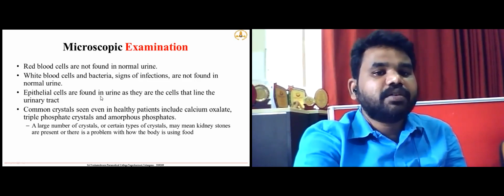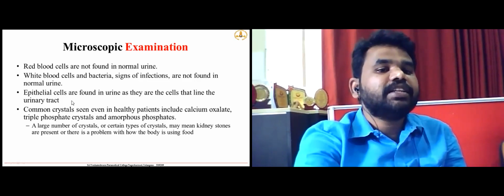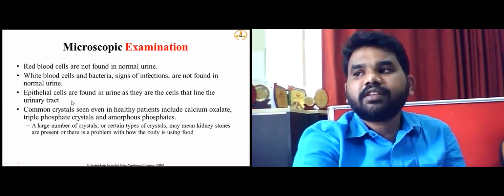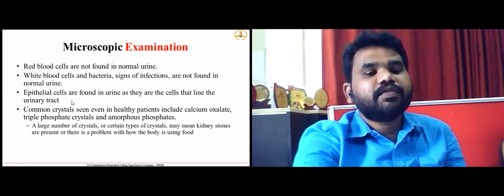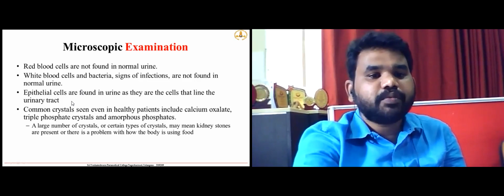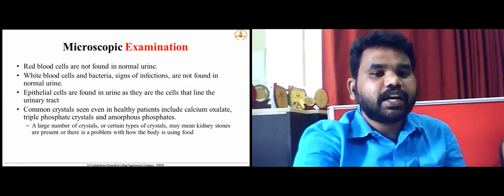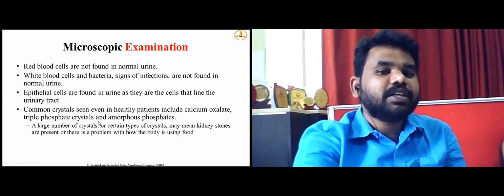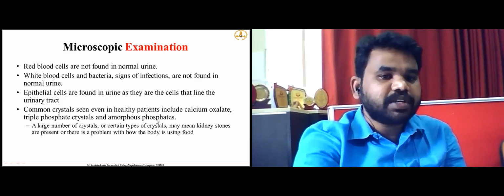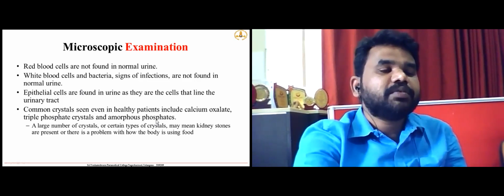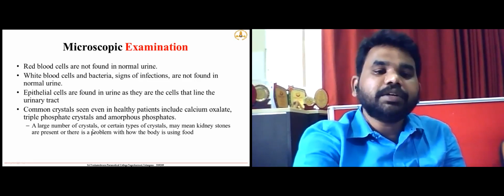And epithelial cells are found in the urine as they are the cells that line the urinary tract. Epithelial cells are the common cells which line the complete urinary tract, so you will find them obviously. Common crystals seen even in healthy patients include calcium oxalate, triple phosphate, and amorphous phosphate crystals, which are the common types present inside normal healthy urine also.